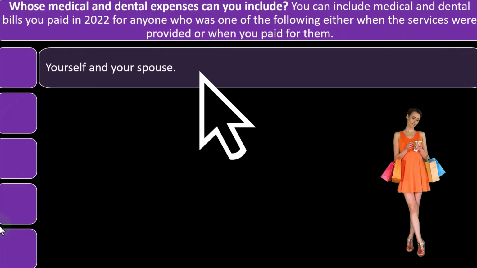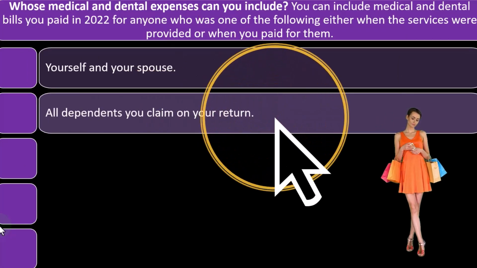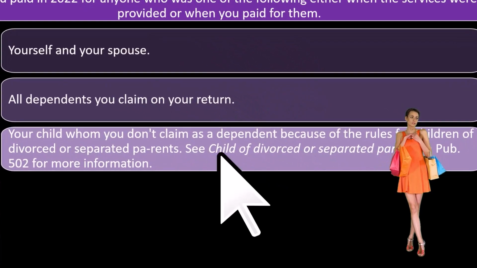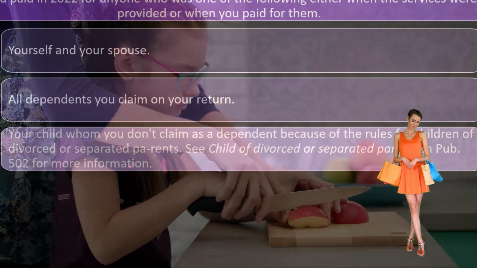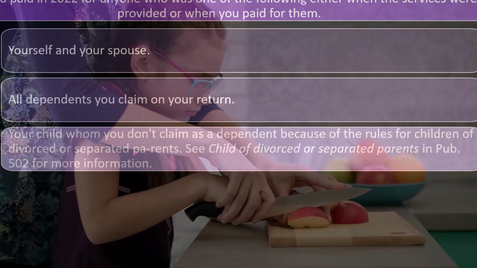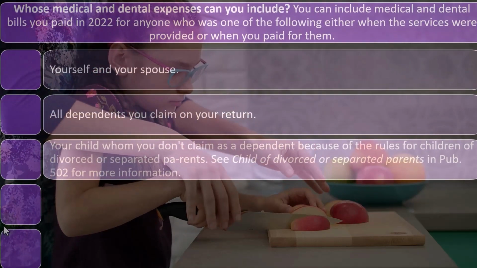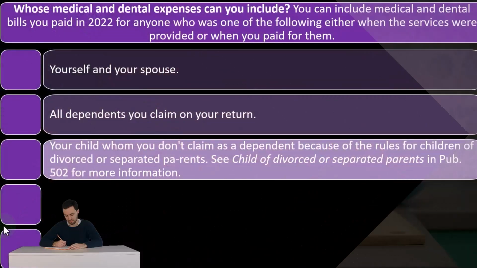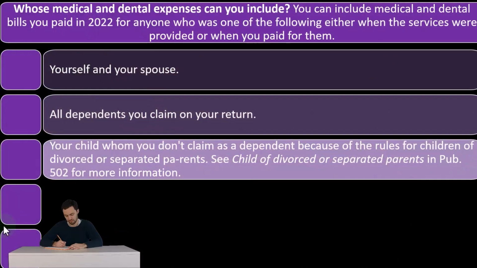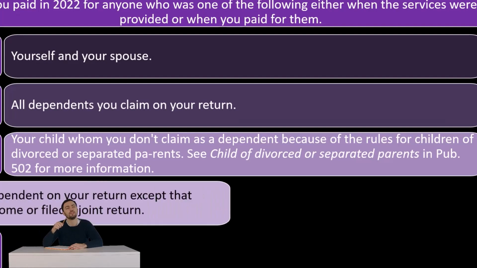So yourself and your spouse, that makes sense. All dependents you claim on your return, that makes sense. So your child whom you don't claim as a dependent because of the rules for children of divorced or separated parents. So now we've got the normal rule. If they're on your tax return, you've got the Social Security number on the tax return you're filing, you would think that they would count. But in some cases, some people might still count even though they're not on your tax return. This is one of them.